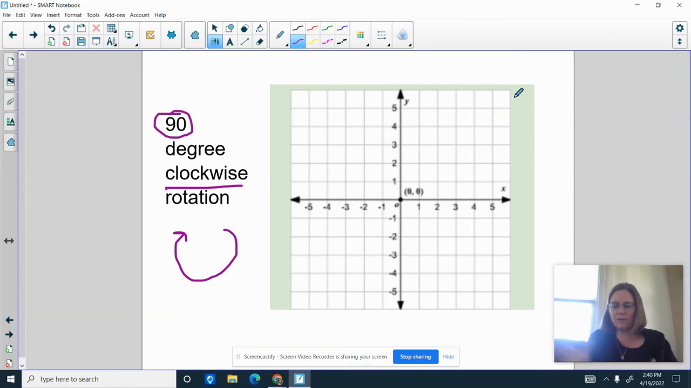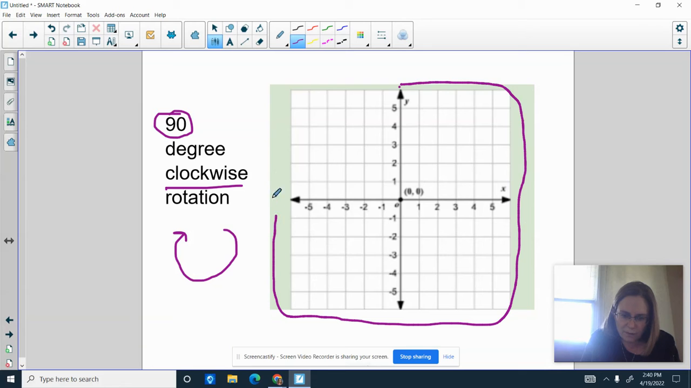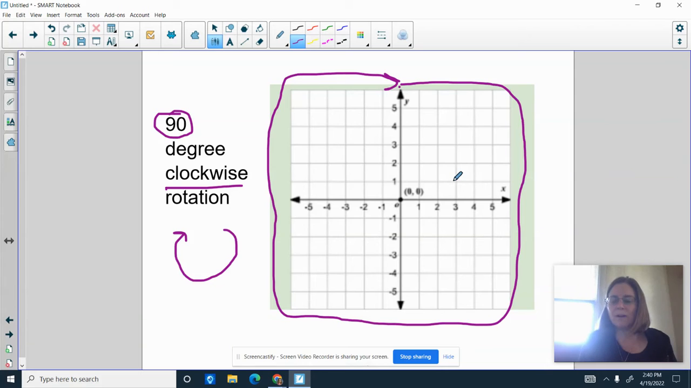Now, think of a circle. There's 360 degrees in a circle. Well, if I start here at the top and I go 360 degrees all around this graph back to the original, that's 360 degrees. Each of these quadrants, because there's 4 of them, 360 divided by 4, gives you a 90-degree rotation. So every time you do a 90-degree rotation, your point or your image is moving to the next quadrant. So let me show you how this works.